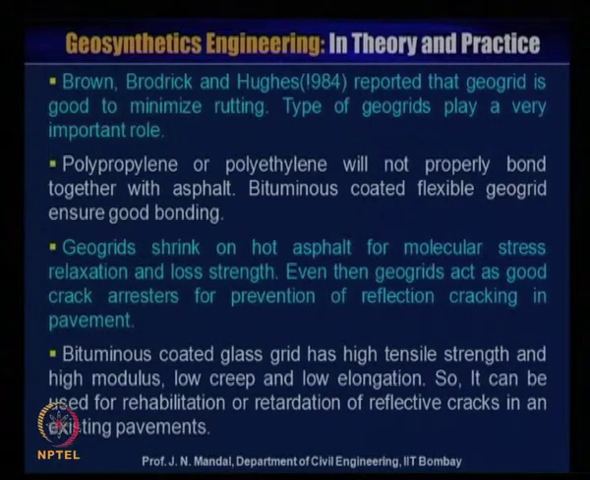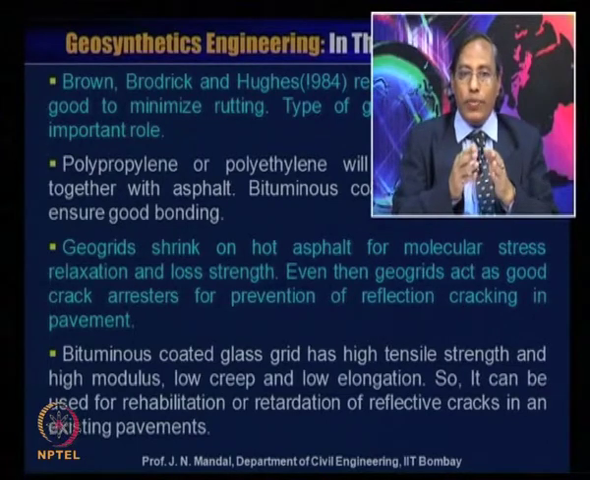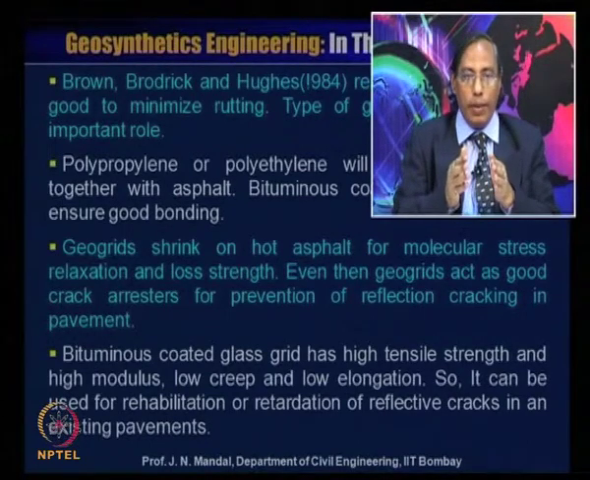Brown, Roddick and Hughes 1984 reported that geogrid is good to minimize rutting. Type of geogrid plays a very important role. Polypropylene or polyethylene will not properly bond together with the asphalt. So, bituminous coated flexible geogrid ensures good bonding. Geogrid shrinks on hot asphalt due to molecular stress relaxation and loss of strength. Even then, geogrid acts as a good crack arrestor for prevention of reflection cracking in pavement.